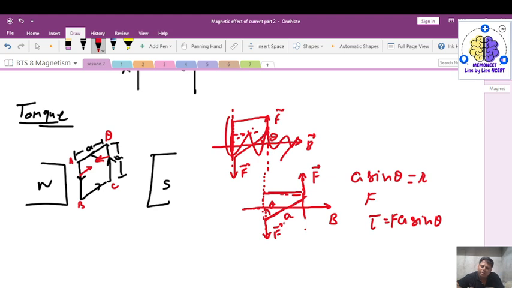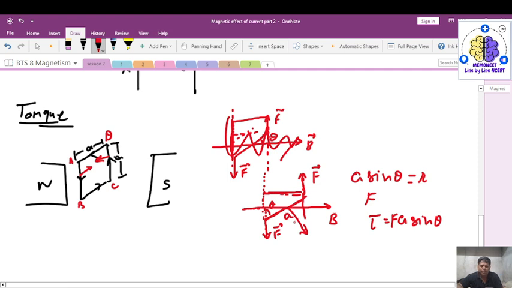Now, if I draw a perpendicular from here, what we can see is that this perpendicular is nothing but the area vector of the coil. This area vector of the coil will also make an angle of theta with the magnetic field.